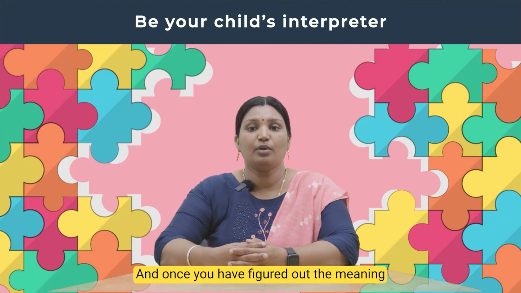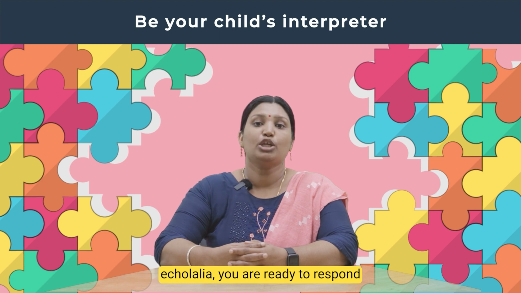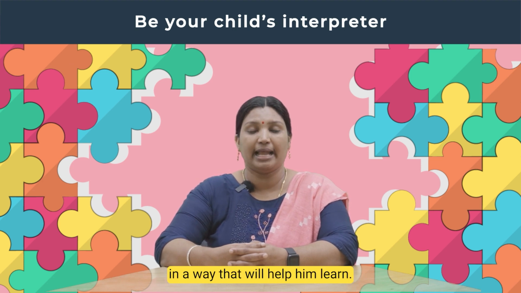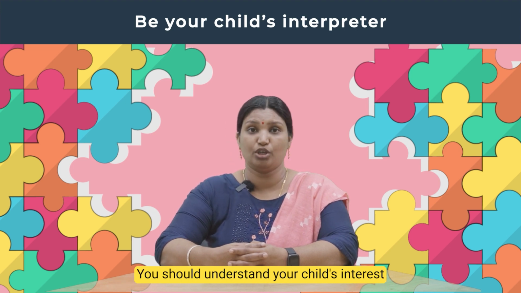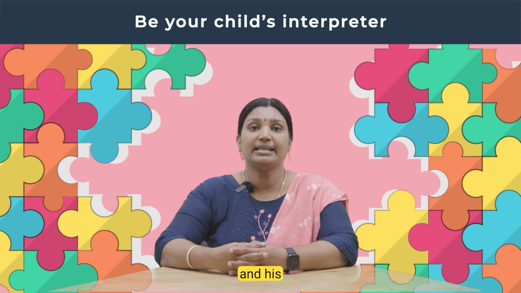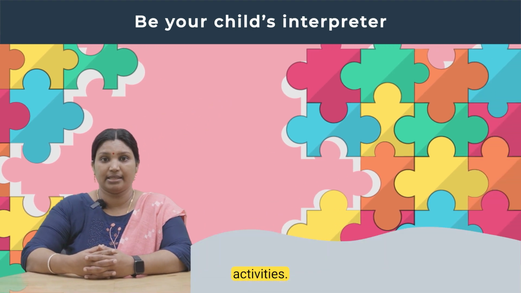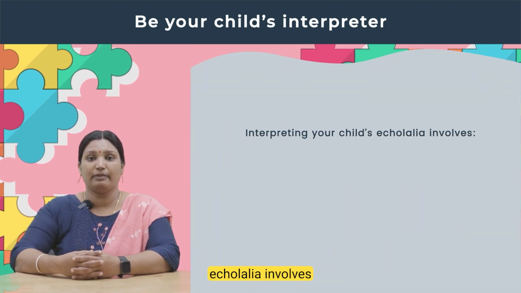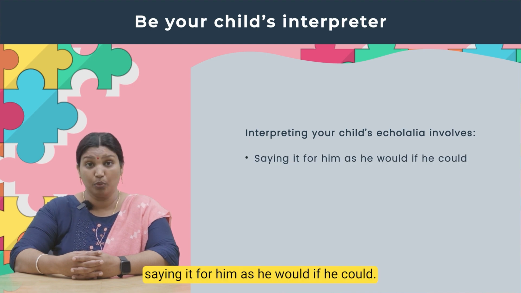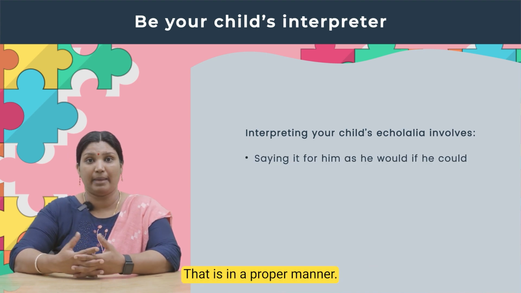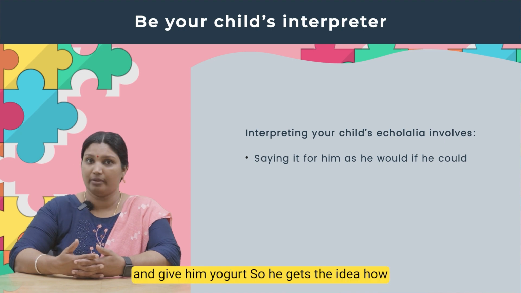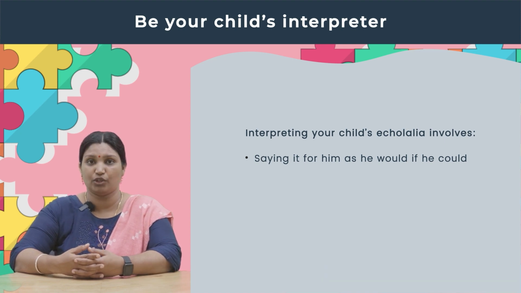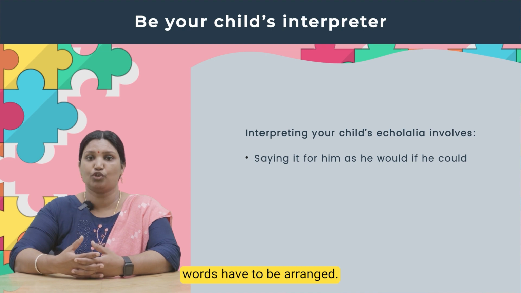And once you have figured out the meaning behind your child's echolalia, you are ready to respond in a way that will help him learn. This means you will need to be your child's interpreter. You should understand your child's interest and his activities. Interpreting your child's echolalia involves saying it for him as he would if he could, that is, in a proper manner. If he is saying, do you want yogurt? You can just repeat, I want yogurt, and give him yogurt. So he gets the idea how words have to be arranged.